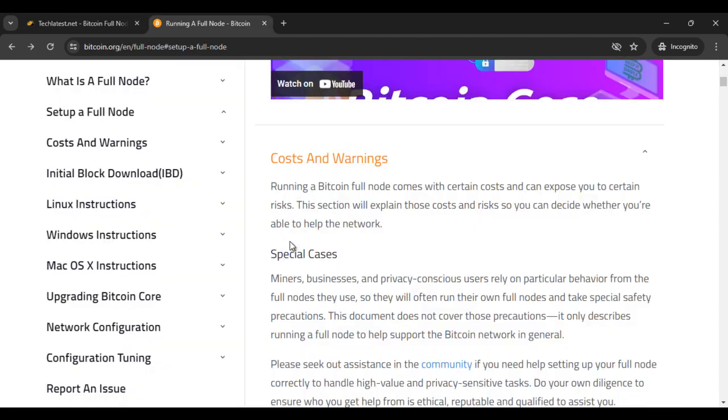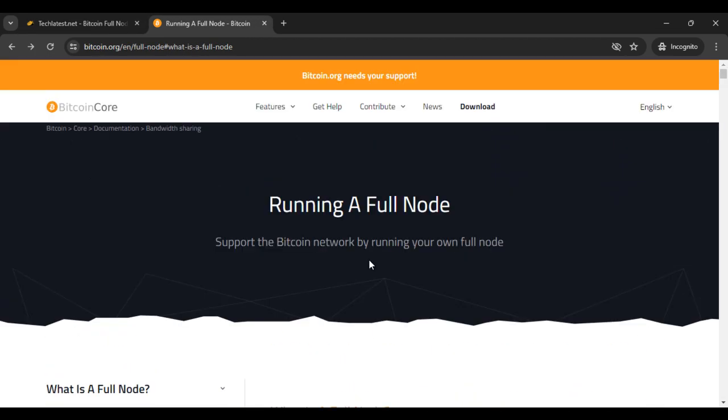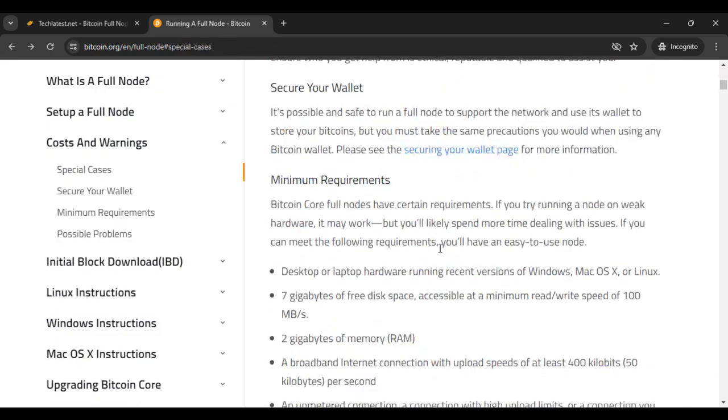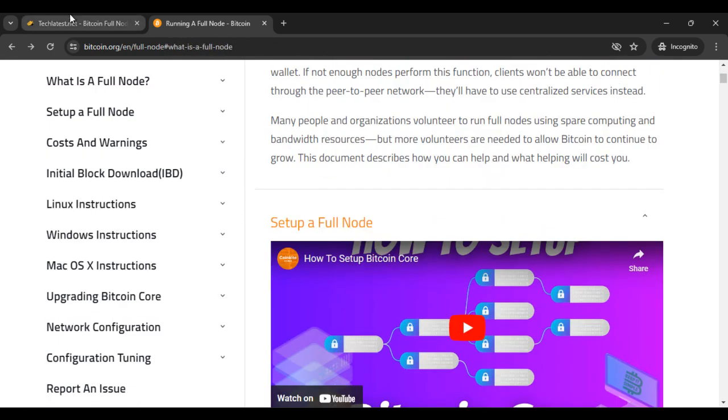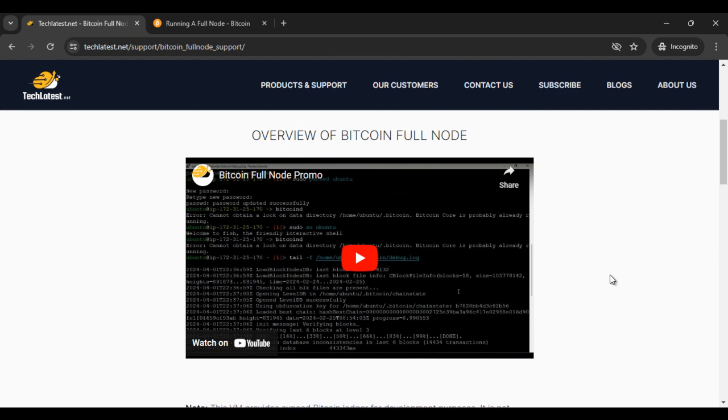Then here you can also find everything on the Bitcoin website at bitcoin.org. You can see a lot of things there. That's all about this video.